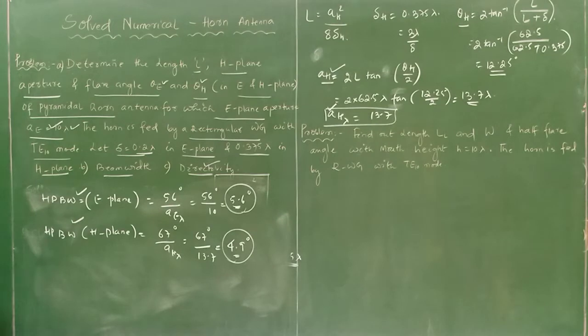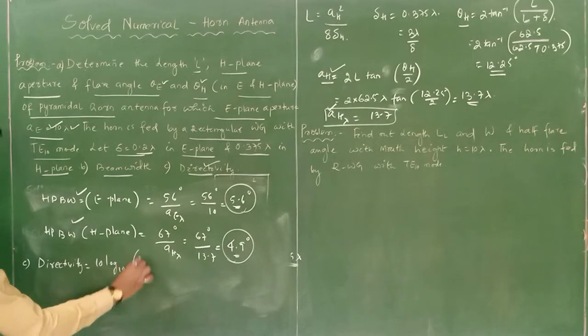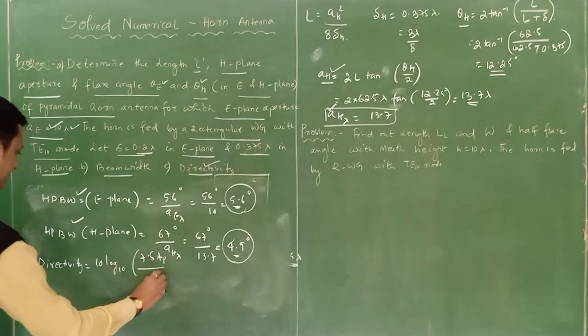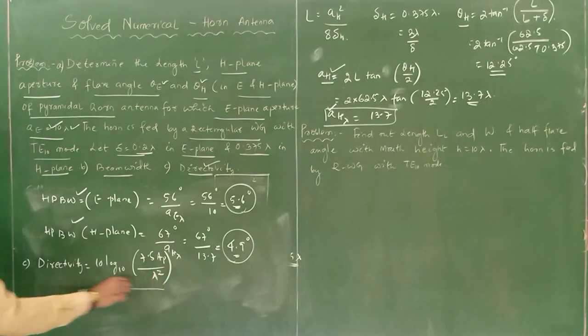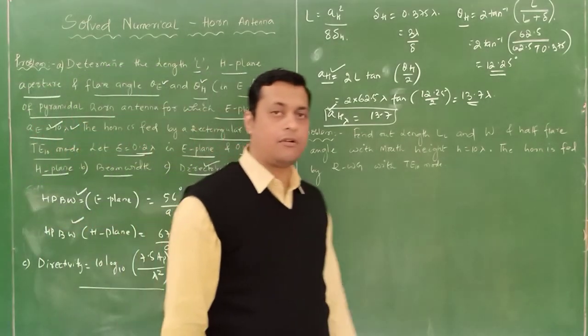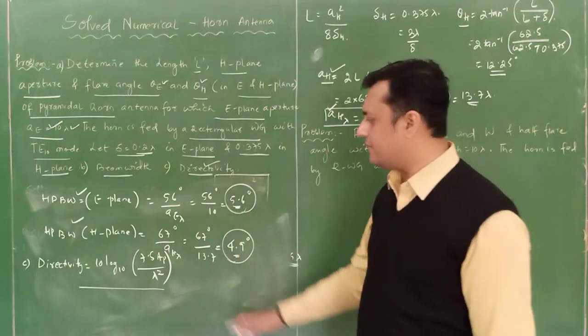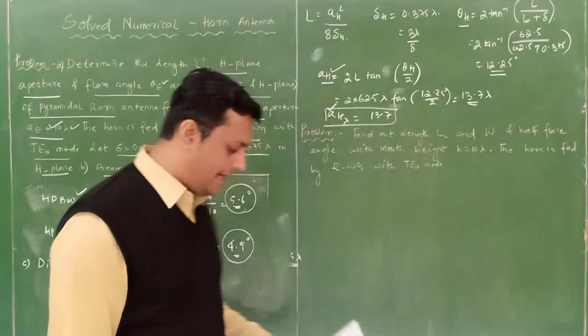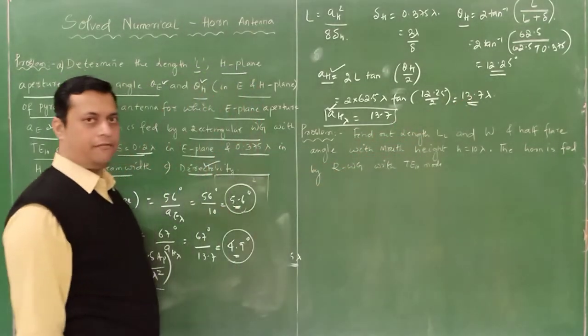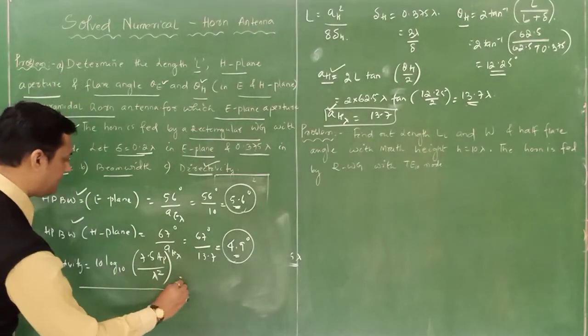So what is our directivity? The directivity relation we have is 10 log base 10 of 7.5 times aperture area divided by lambda square. With the help of this relation we can determine our directivity. But before that, we have to find out the aperture area AP. AP depends upon the antenna aperture. That antenna aperture we have got is around 13.7 with respect to the H plane. So here I will substitute.